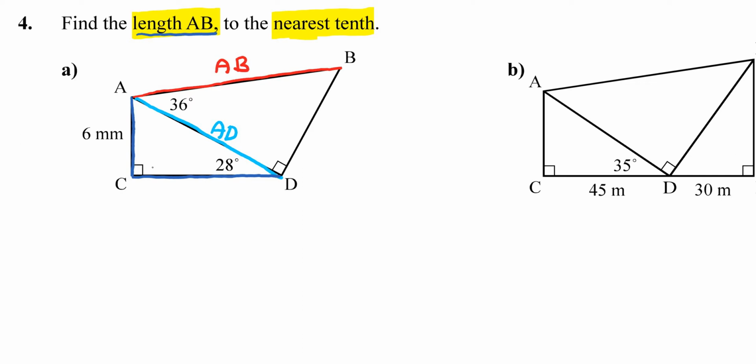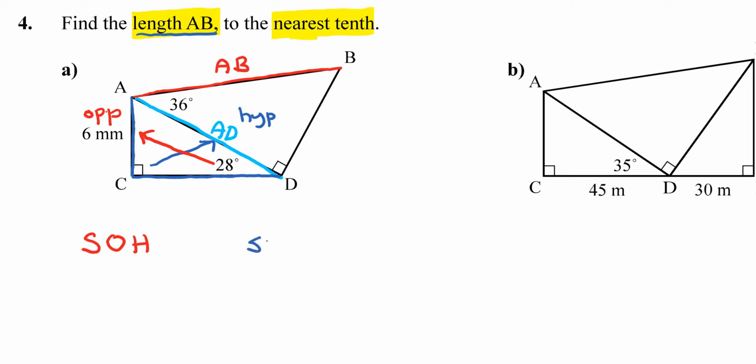If I look at AD, it's directly across the 90-degree box here, so this right here is your hypotenuse. And if I look at the 28 degrees, the 6 at the other end is your opposite, right? So your 6 millimeters is your opposite. Okay, so we're given the opposite and the hypotenuse. So the trig function that relates the opposite and the hypotenuse is your sine function.